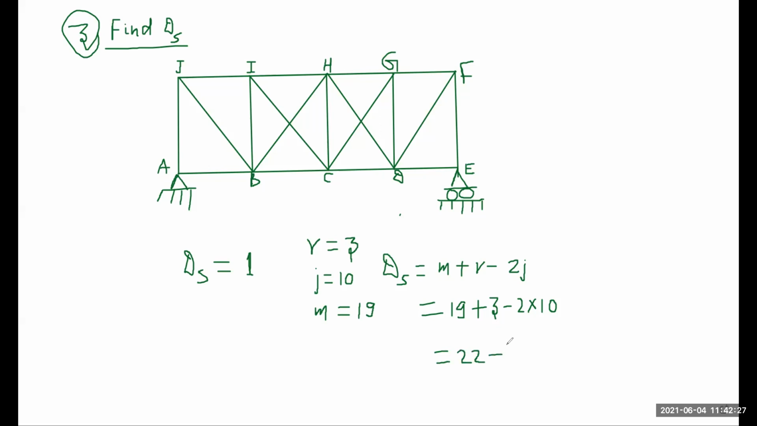22 minus 20. So DS comes out to be 2. But earlier you said DS was different, so you committed a mistake here. But you gave a correct explanation of this question. So DS is not 1. Here we get DS is equal to 2.